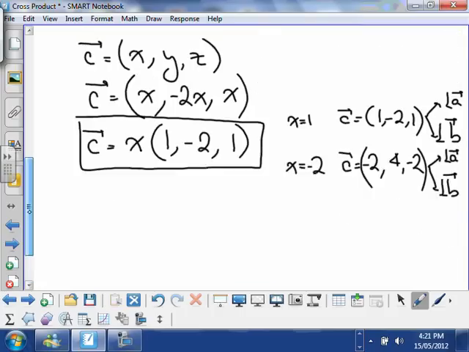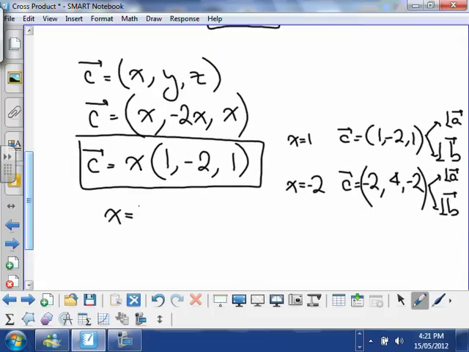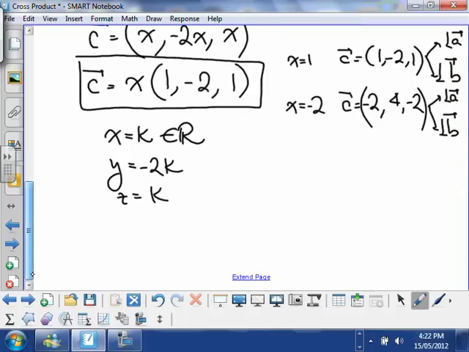Now, what happens, x is a real number. Usually, for x, I use a different notation. I use k. K seems a typical notation for a real number. As a result, x, y, and z can be written as y will be negative 2k, and z will be k. Okay, so as a result, C can be rewritten. I do exactly the same thing, I just rename my x as k. K times 1, negative 2, and 1. And again, for different values of k, which is a real number, I'll get different C values.